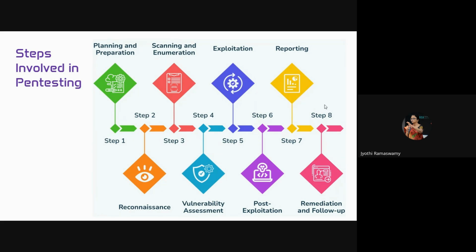So scanning and enumeration will identify the vulnerability. The tool will assess the vulnerability and say these are critical, these are high, these are medium, like that, right? They will assess the vulnerability by looking at the likelihood of exploitation and the impact of exploitation, and then they will come out with the vulnerability assessment. Then comes step 5, which is exploitation.